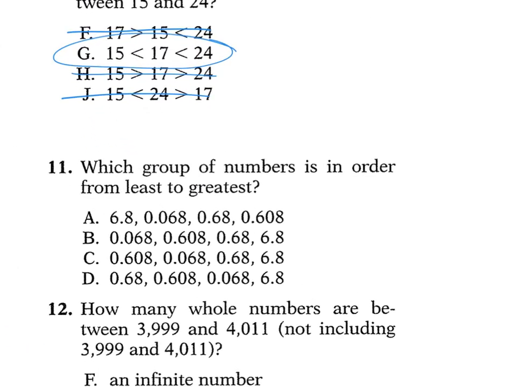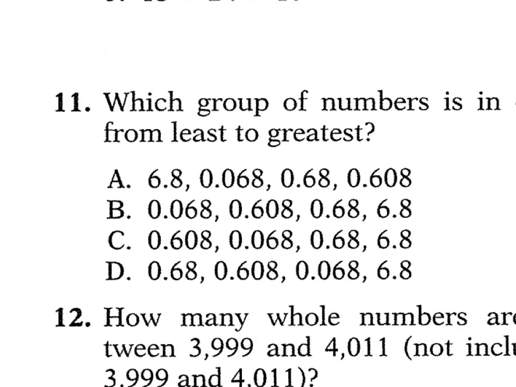Number 11, which group of numbers is in order from least to greatest? So looking at our answer choices, our smallest number is going to be this 0.068. So our answer choice is B.